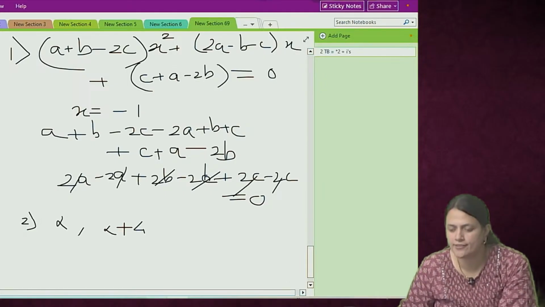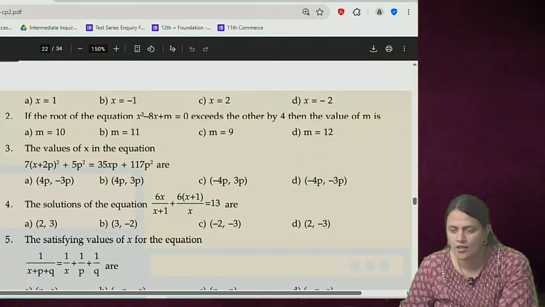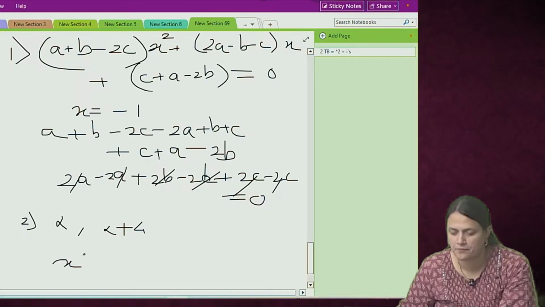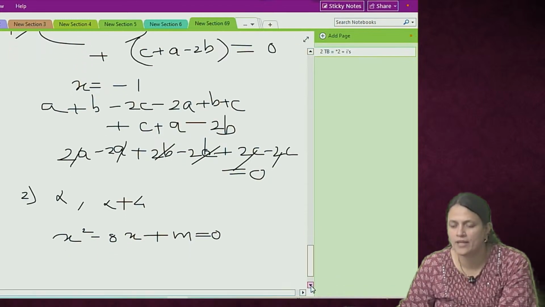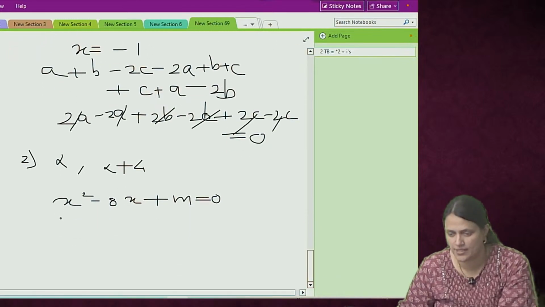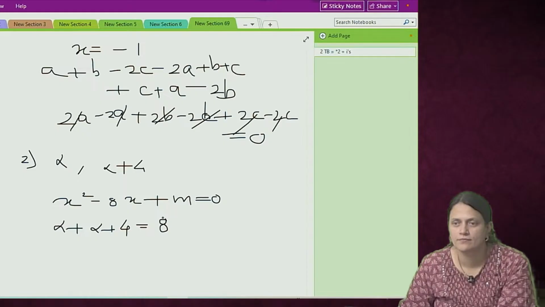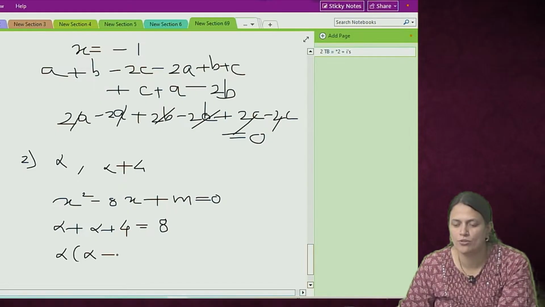What is the equation? x² - 8x + m. So what will be our alpha plus beta? That is alpha plus alpha plus 4, which equals minus b by a. So this will be 8. And the product is alpha into alpha plus 4.